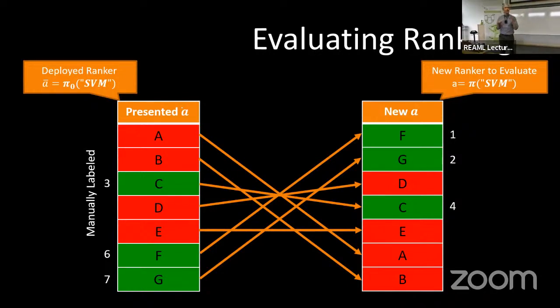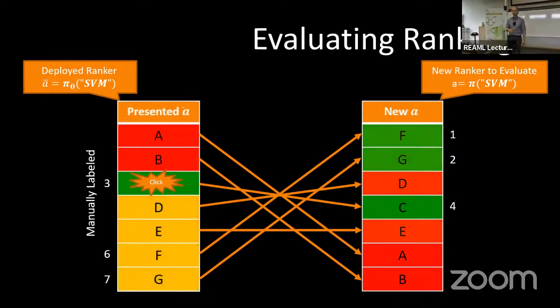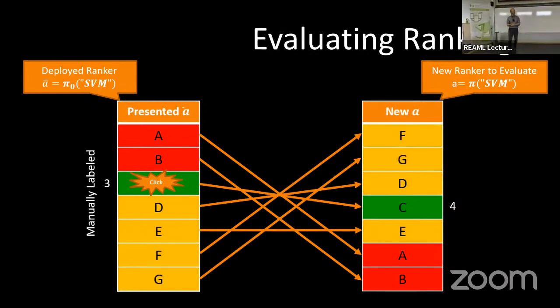But that's not the data that we have. The data that we have in our logs looks like that. You get a click on position 3. What we can maybe now deduce is that A and B were not relevant because the user went over them and didn't click on them, right? We can probably also deduce that 3 was relevant. That's good. But how is that going to help us in evaluating that other ranking here?